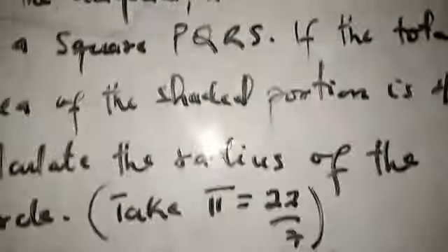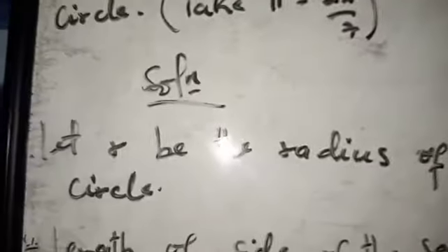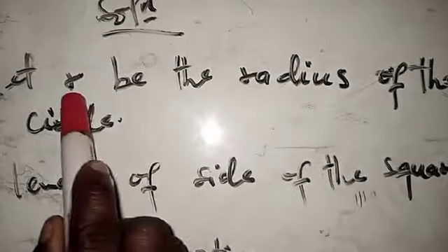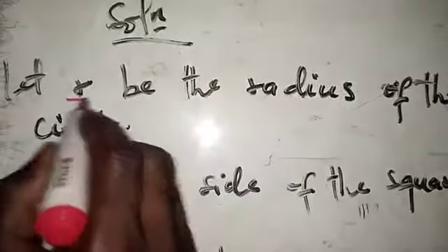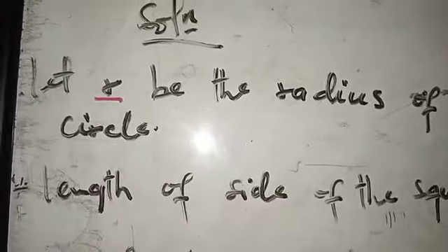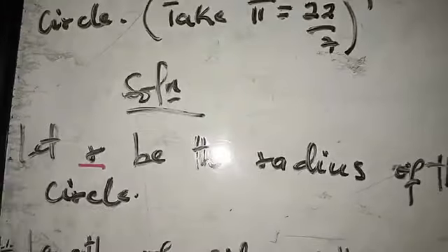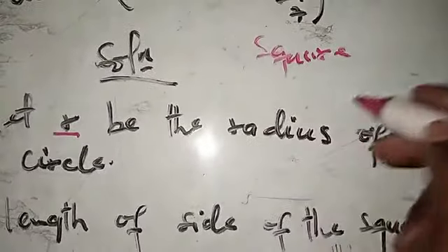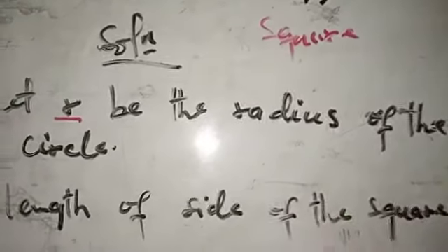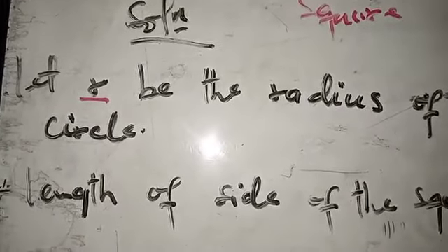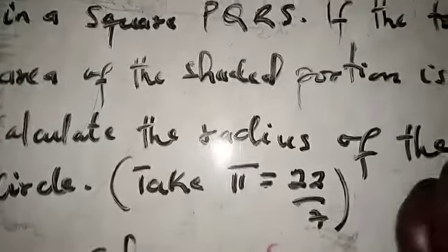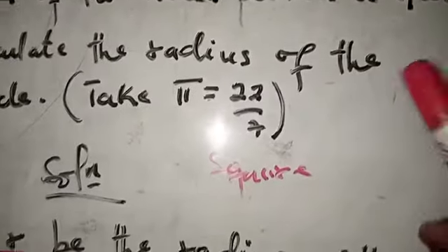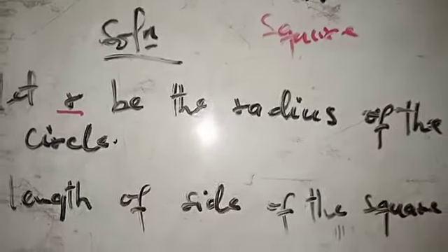Okay, now how do you do that? The solution I have here is that we can let r be the radius of the circle. That's the initial letter of radius. And remember that two things are being combined here, the square and the circle. The circle is inside the square. So now you need to know information on those two figures. In the question, we are told that the shaded portion is 42 square centimeters.